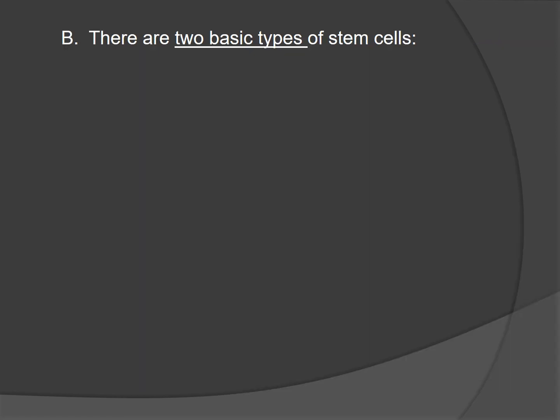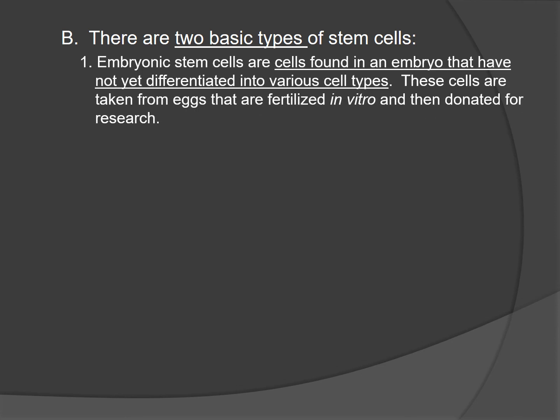So there are two types of stem cells. One are embryonic stem cells. These are the cells that are found in an embryo that have not yet differentiated. Just like I was talking, a sperm is fertilized in an egg. Those initial cells are embryonic stem cells. These are usually taken from eggs that were fertilized in vitro for IVF fertility work. But they're not used, so then they're donated to research.